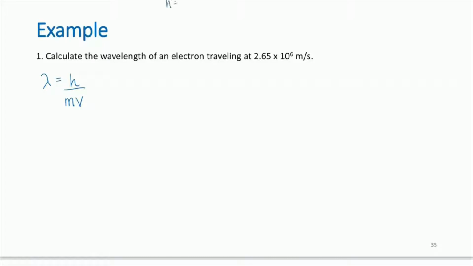So h is Planck's constant, 6.626 times 10 to the minus 34 joule seconds. M is your mass. This is in your SI based units. SI units for mass is actually kilogram. We use gram all the time, but it is kilogram. An electron weighs 9.11 times 10 to the minus 31 kilograms.